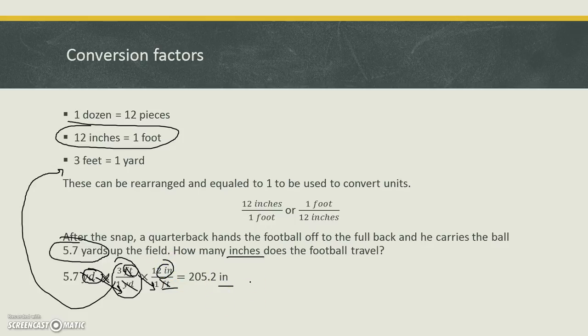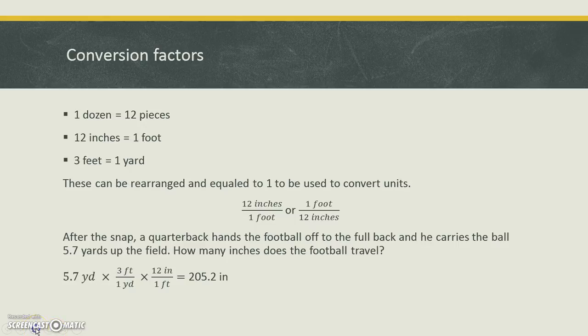So now we just have to do the math. I know there's a bunch of junk in the way and you can't see it anymore, right? Let me erase all that. All right, so to do the math now, we say that 5.7 times 3, you can divide by 1 here if you want, times 12, divide by 1 again, and that gives you 205.2 inches. That's pretty easy, right? Of course it is.